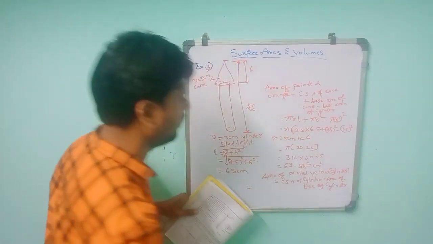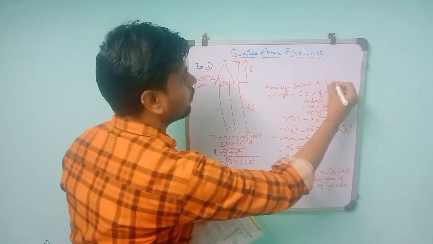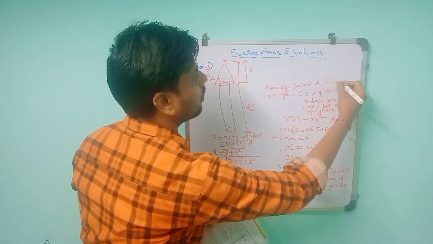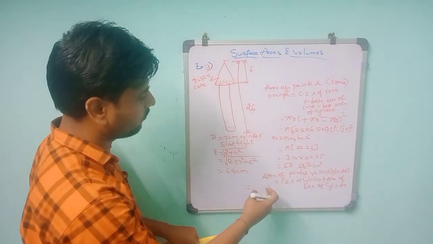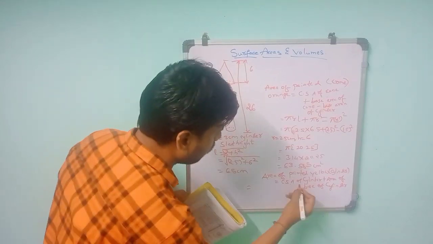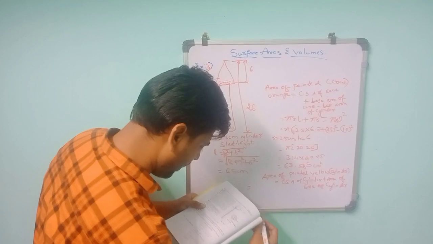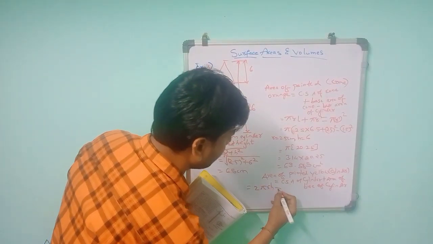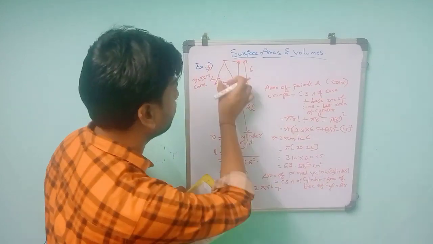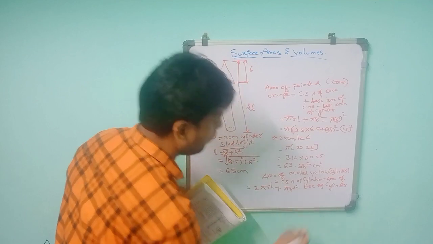So this will give you area of painted part. This is the cylinder I'm talking about. This is cone, this is cone. This is about the cone, and this is about the cylinder. So area of painted part is equal to curved surface area of cylinder. So curved surface area of cylinder is 2 pi r h. Then it is plus base area. This is pi r square, pi r dash square.